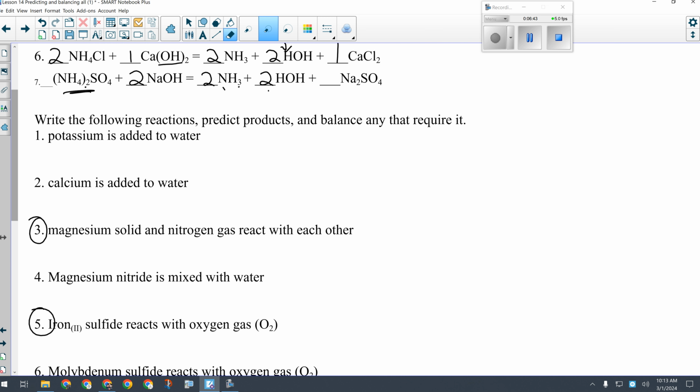That 2 also takes care of this 2. It gives me 2 nitrogens. There's 1 sulfate on both sides. That looks like it. 1, 2, 2, 2, 1.